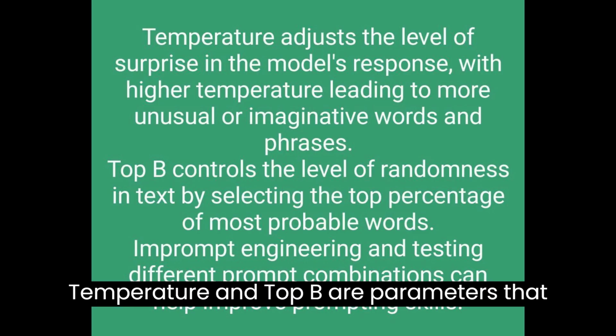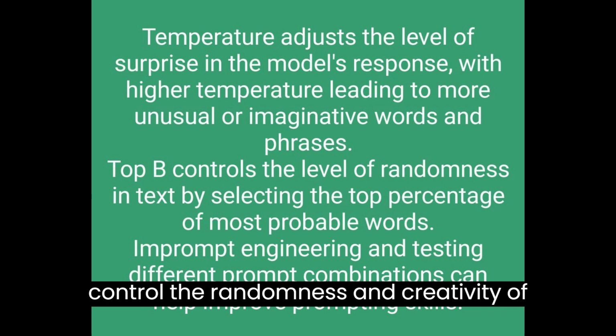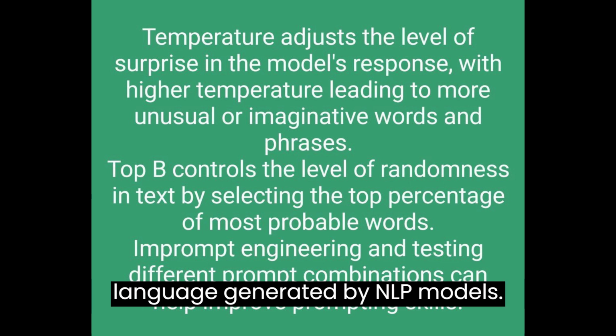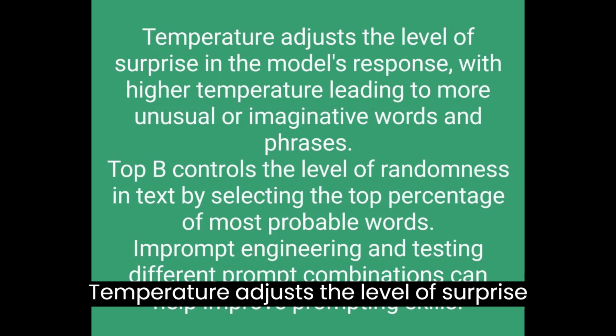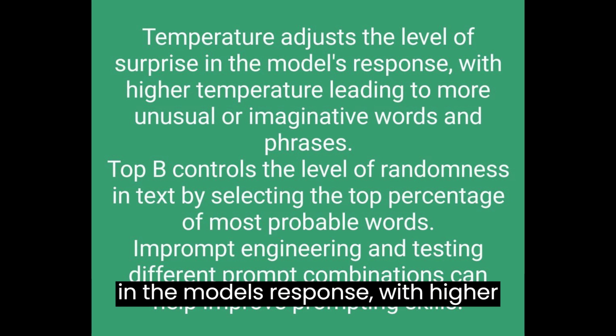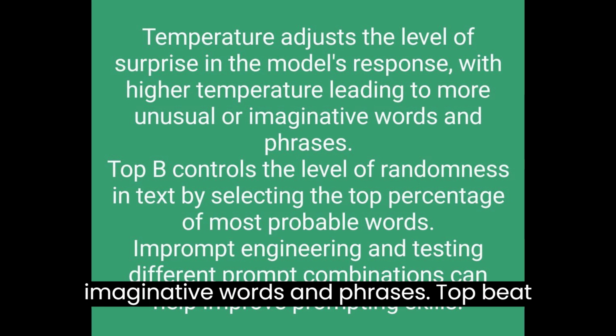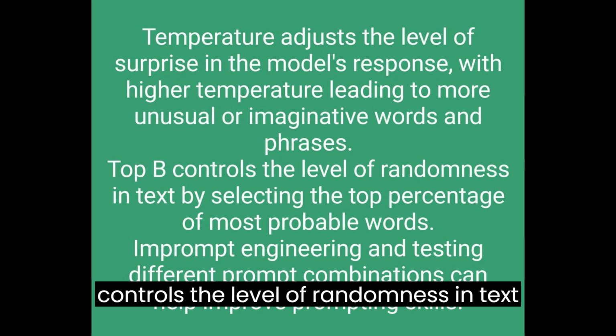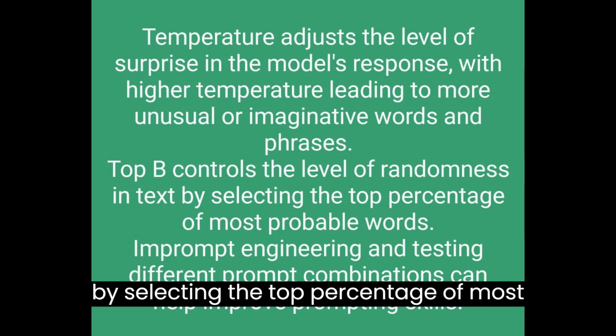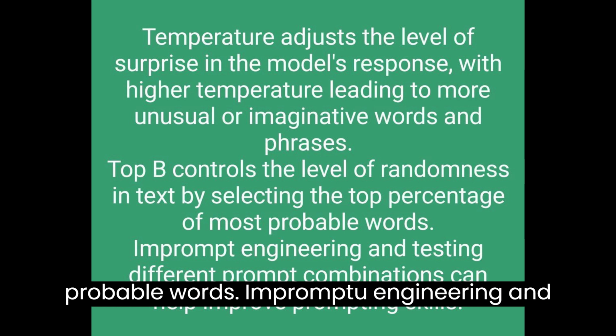Temperature and top P are parameters that control the randomness and creativity of language generated by NLP models. Temperature adjusts the level of surprise in the model's response, with higher temperature leading to more unusual or imaginative words and phrases. Top P controls the level of randomness in text by selecting the top percentage of most probable words.